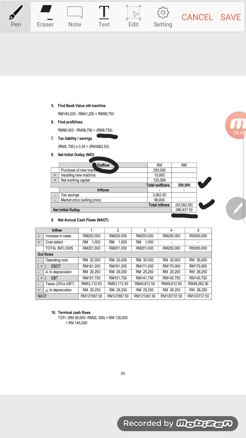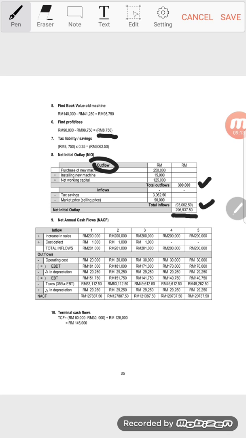Okay, so let's move to the net annual cash flows, NACF. Under NACF, you have 5 columns. Why do we construct 5 columns? Because it refers to the number of years, the lifespan or useful life of the new machine, which is 5 years, isn't it? So that's why we have 5 columns. Why don't we put only one column?